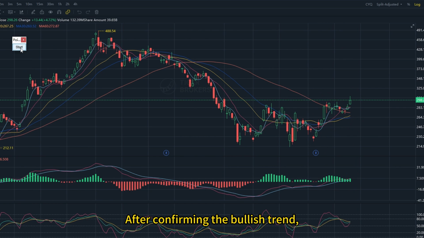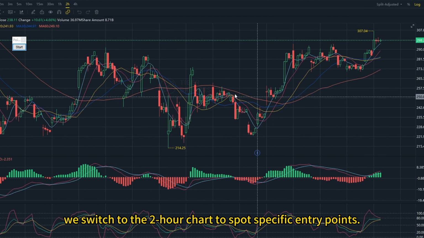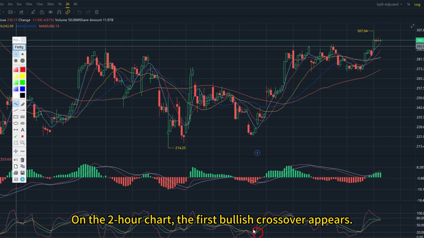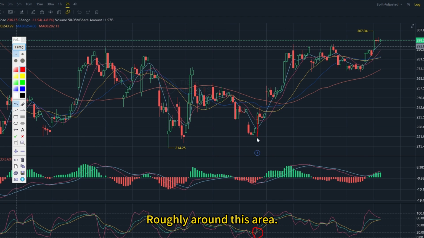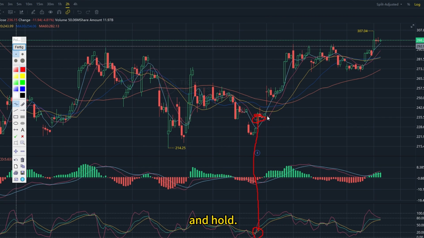After confirming the bullish trend, we switch to the 2-hour chart to spot specific entry points. How do we do that? Let's take a look. On the 2-hour chart, the first bullish crossover appears. Where is it? Roughly around this area. We can enter during these 2 or 3 candlesticks and hold. Hold until when? Until a bearish crossover. Where does the bearish crossover occur? Here. Right here. Okay, so this range defines our trading window and profit zone.